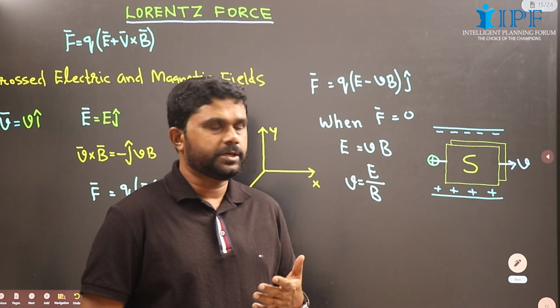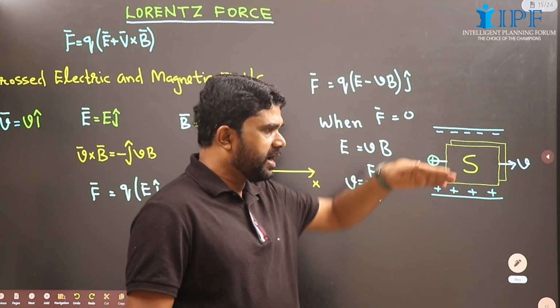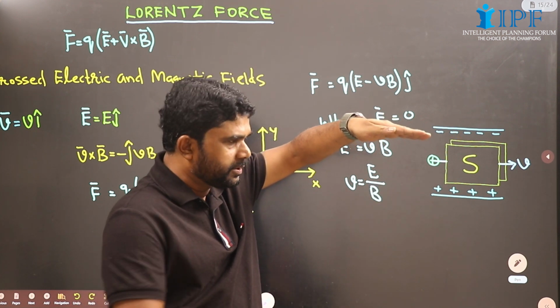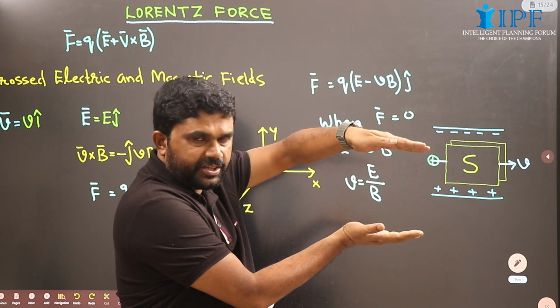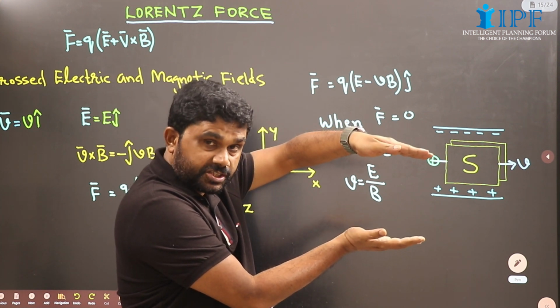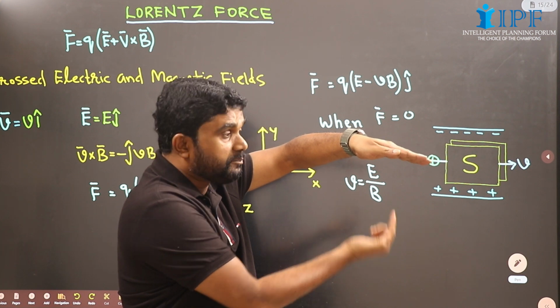Now children, here we have a negative plate on the top and a positive plate at the bottom. So there will be an electric field between these two plates, and it is directed from the positive plate to the negative plate, meaning upwards.